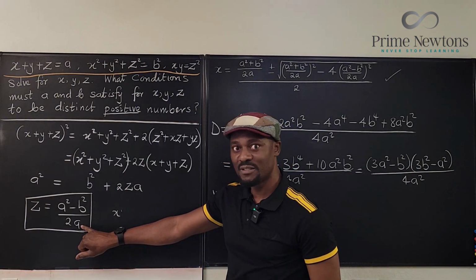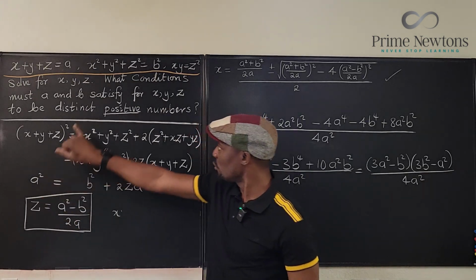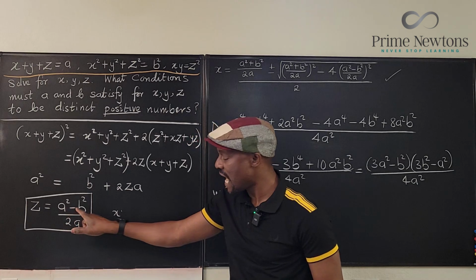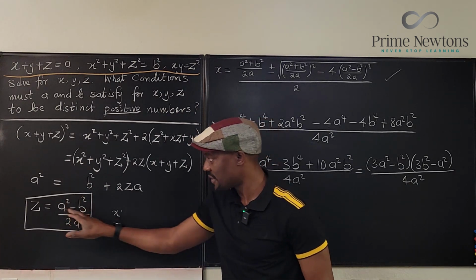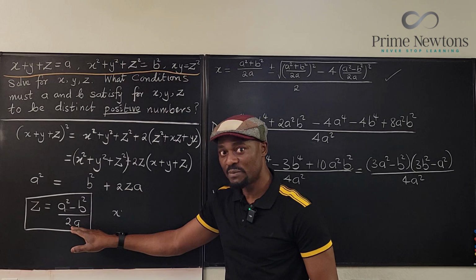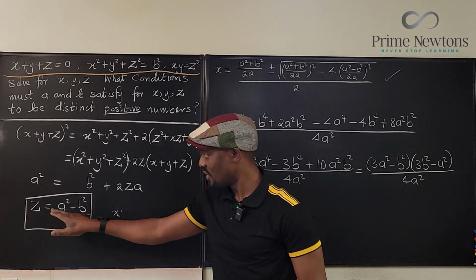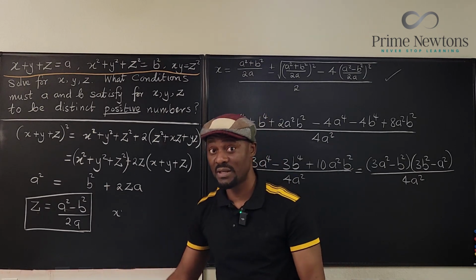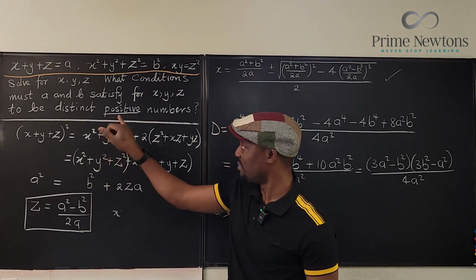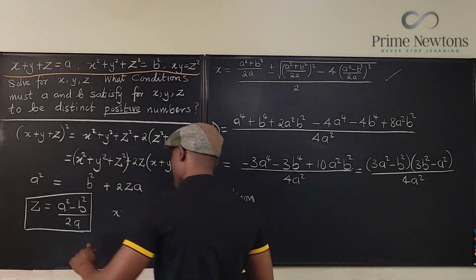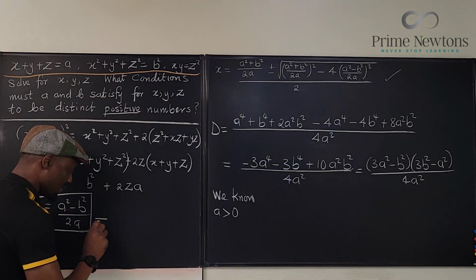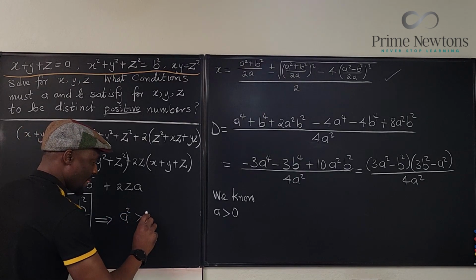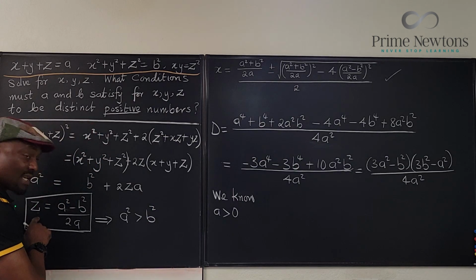Yes, we know that A is positive, and we also know that Z has to be positive. So what must happen between A squared and B squared? Well, the top has to be positive. If the bottom we know is positive, and this is positive, then it means A squared is greater than B squared. That's the only way you can have a positive number, not 0. Okay? Remember, it's positive, not 0. So from here, this implies that A squared is greater than B squared because Z is positive.